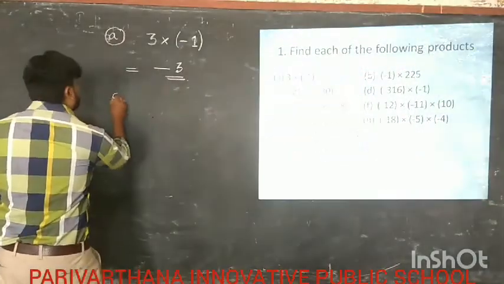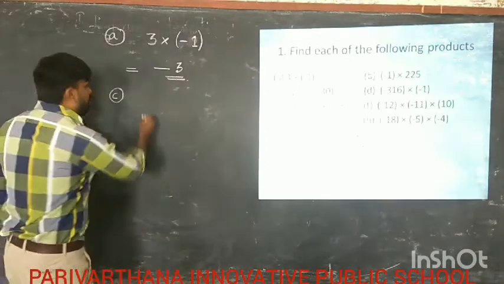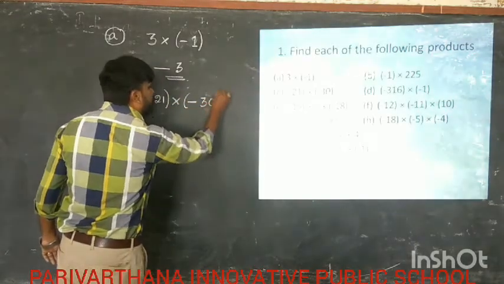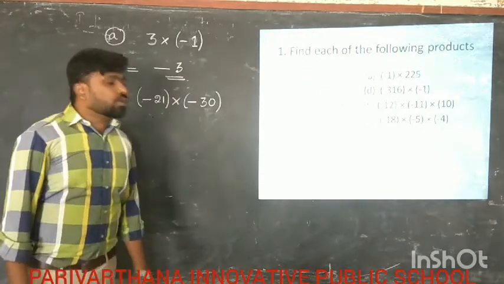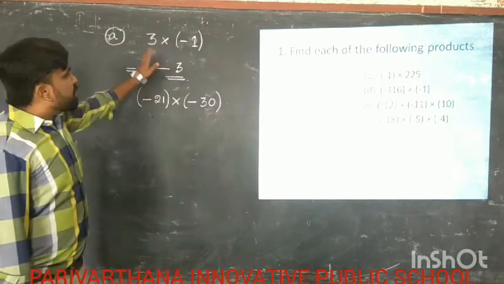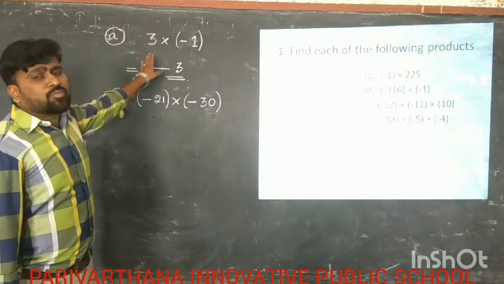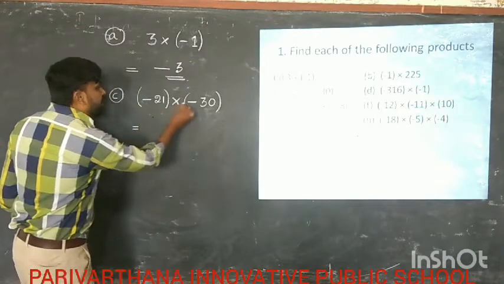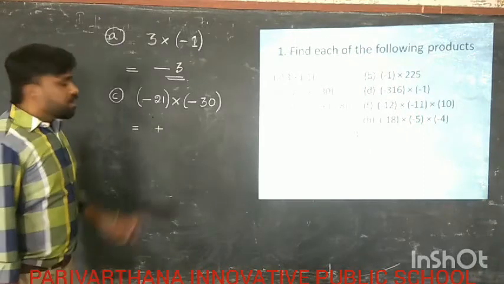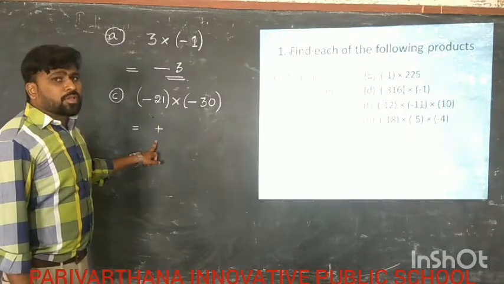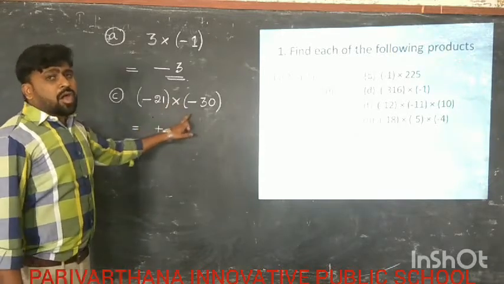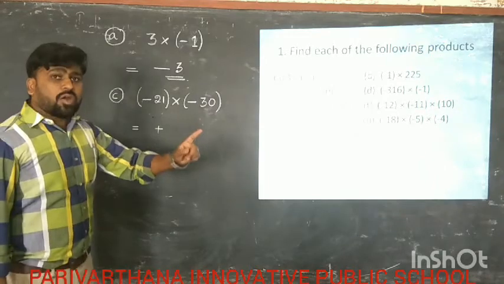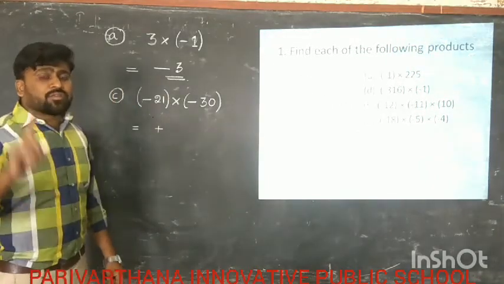I will show C. Third one, C. That is minus 21 into minus 30. Clear? Same as the previous problem, first we have to multiply the symbols, then go through with the numbers. Here minus into minus is plus. Clear? You already know the same symbol, minus into minus or plus into plus, the answer is plus. Different symbols, plus into minus or minus into plus, the answer will be minus.